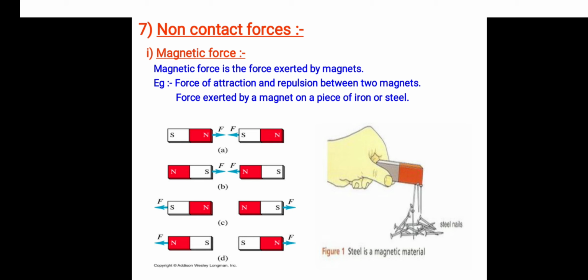Yes, look at the points. Magnetic force is a force exerted by magnets. So we discussed earlier, example: force of attraction and repulsion between two magnets. The force exerted by a magnet on a piece of iron or steel. Steel is a magnetic material. It has magnetic property. It is attracted towards the magnet. Look at figure 1. The steel is attracted towards the magnet. We hope it is clear.